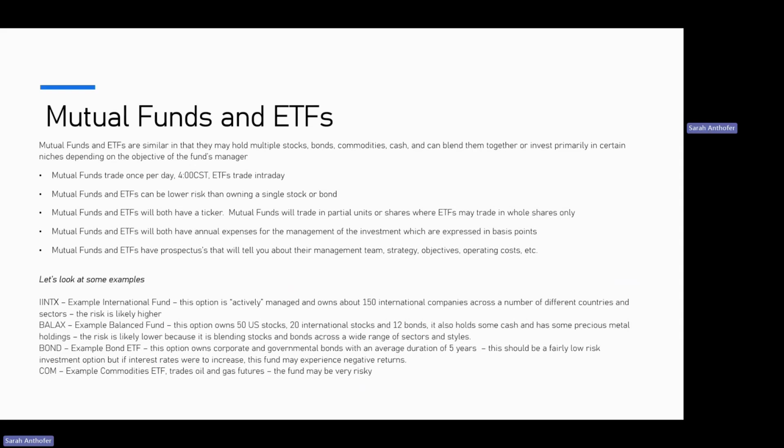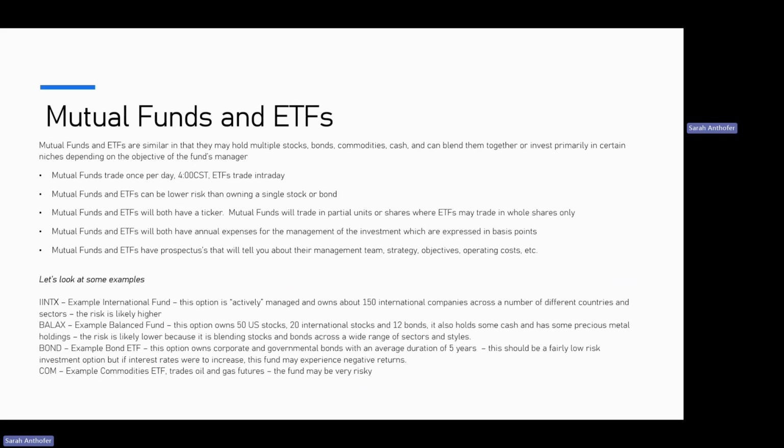Those will always be published. You can always find out what the cost of that is. Mutual funds and ETFs will both have what they call a prospectus that will tell you about the management team, the strategy, objectives, operating costs, etc. If you want to get in deep and learn more about what that manager is doing, the prospectus is where you'd go to find that information.